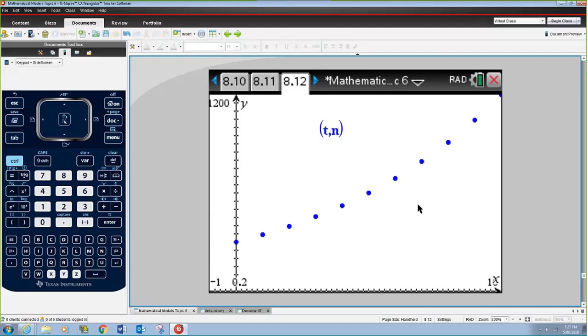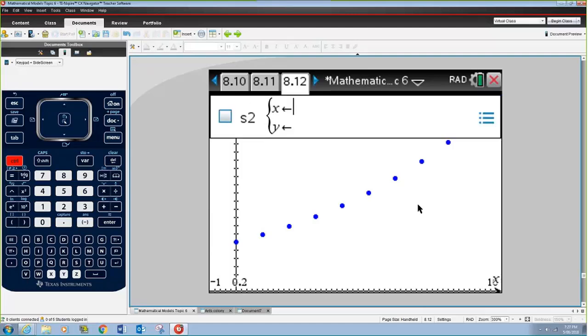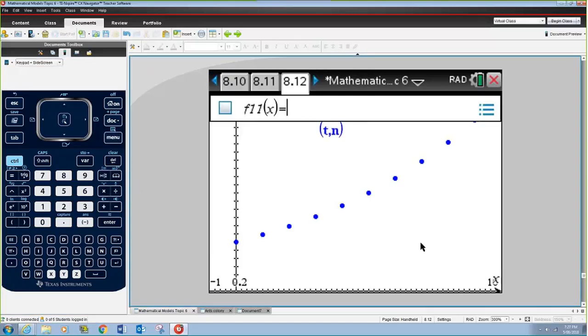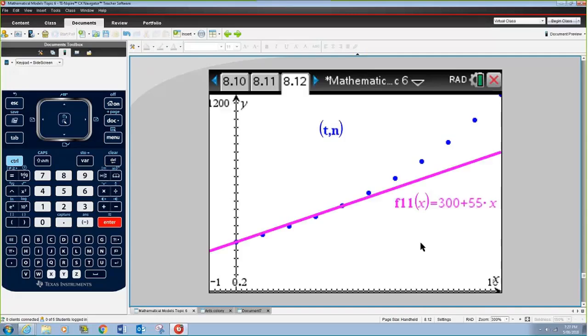So if I open the entry line, I can change it back to a function, and my linear model was 300 plus 55x. So you see that the linear model is reasonably good for the first 5 points, but then of course it goes off on a tangent.